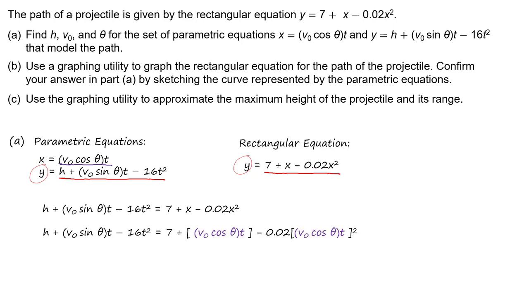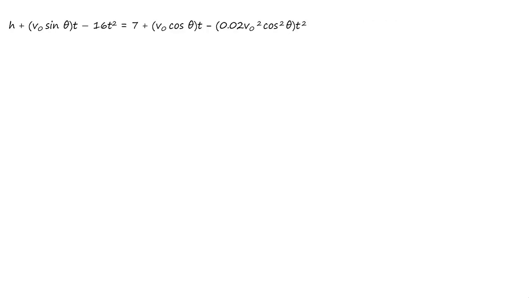Next, substitute v₀ cos(θ)t for x. Simplify. The resulting equation is h + v₀ sin(θ)t - 16t² = 7 + v₀ cos(θ)t - 2/100 v₀² cos²(θ)t². You can use the resulting equation to find the values of h, v₀, and θ.